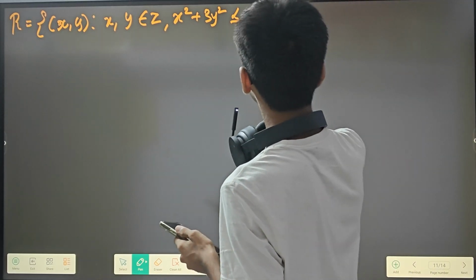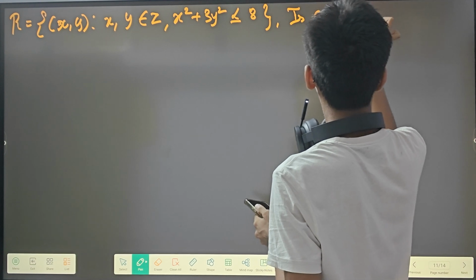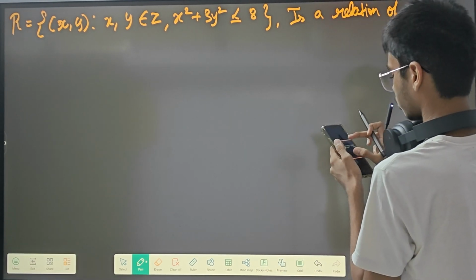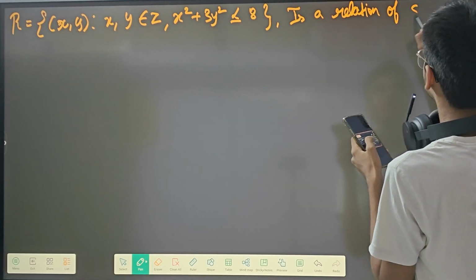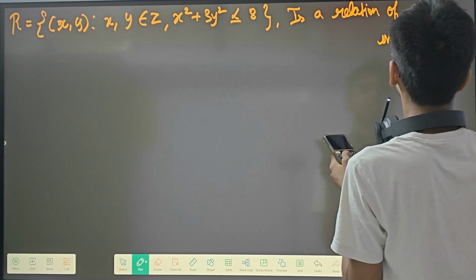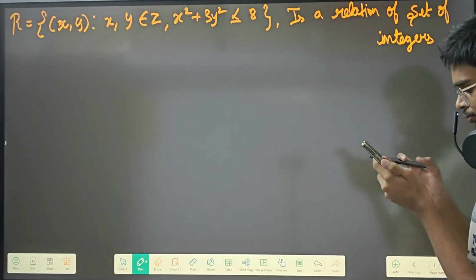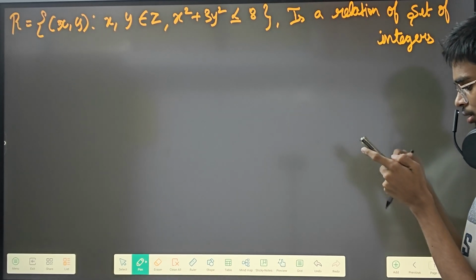A relation on the set of integers. One second, I'll check the question correctly.